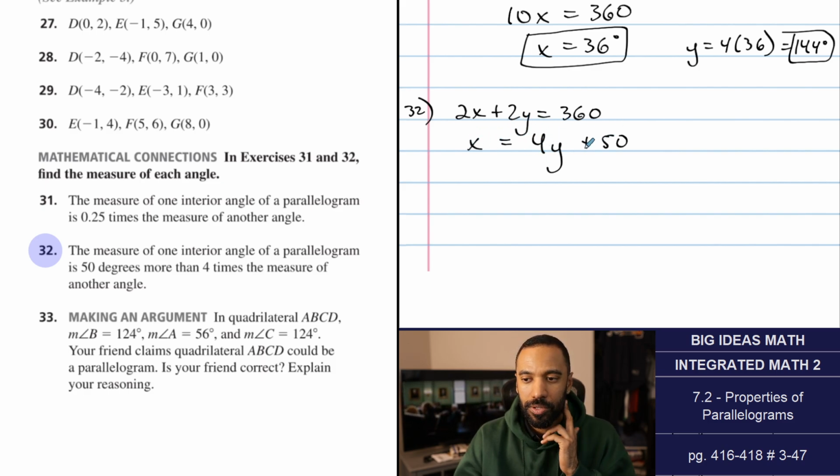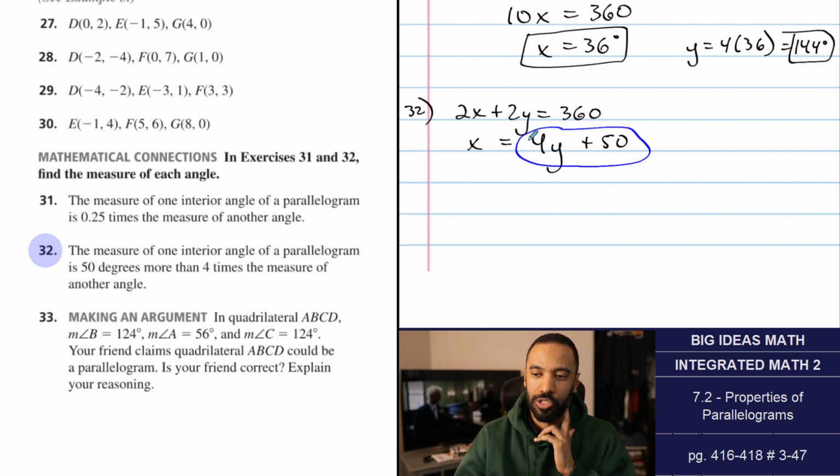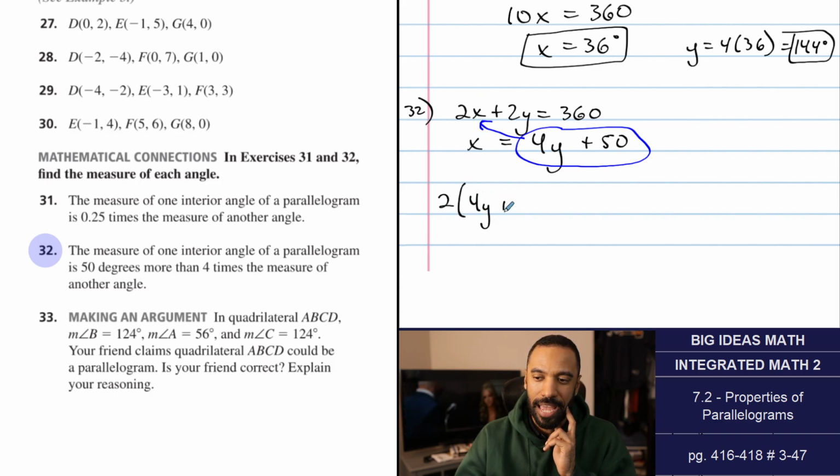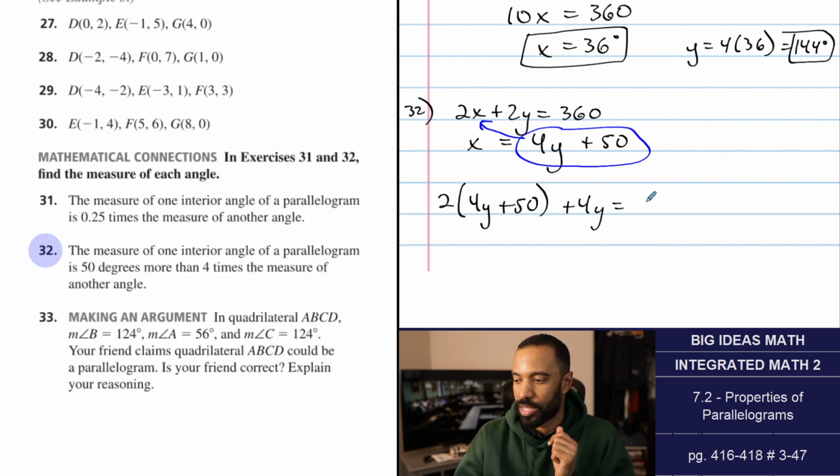So x equals this. I can substitute this for x this time, as there are no fractions. I'm not worried about that. So let's work off that system and say 2x plus 4y equals 360.